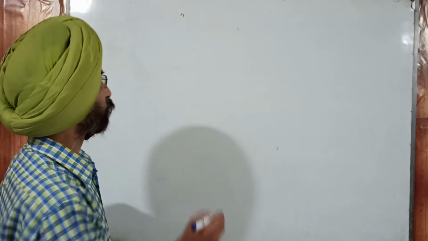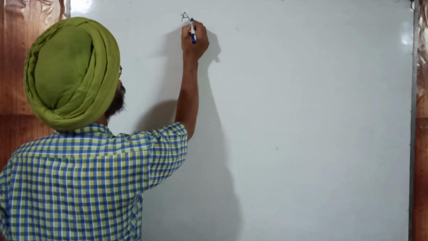In the previous one we have discussed the properties of complex numbers, especially properties of addition, properties of multiplication, and properties involving both addition and multiplication. So now we will move ahead and I'll start with the topic of Argand diagram. So what is an Argand diagram?